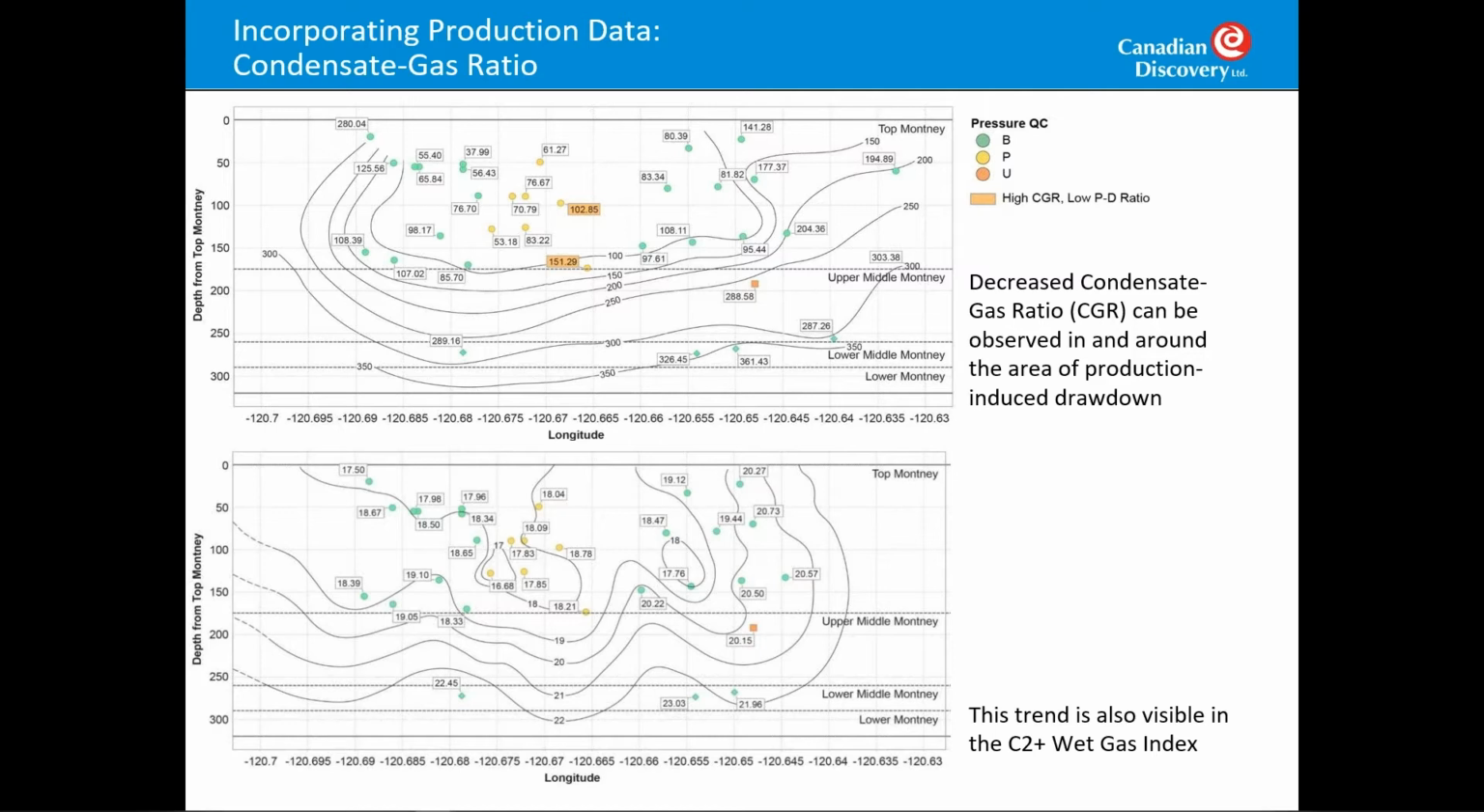We also see a similar trend reflected in the gas chemistry. This lower cross-section shows the C2 plus wet gas index, which is the percentage of gases with carbon numbers of C2 and heavier over the total. This value may provide a good proxy for the in situ hydrocarbon composition, since light alkanes do not seem to be strongly fractionated during the early production of hydraulically fractured wells.